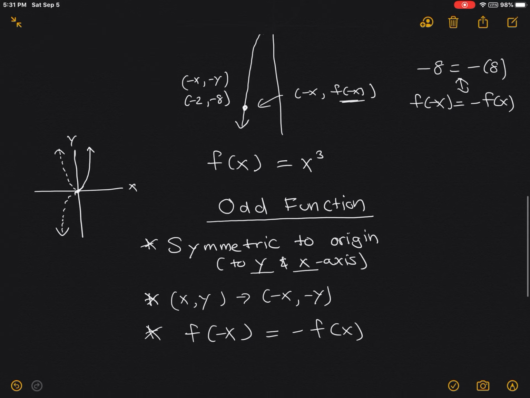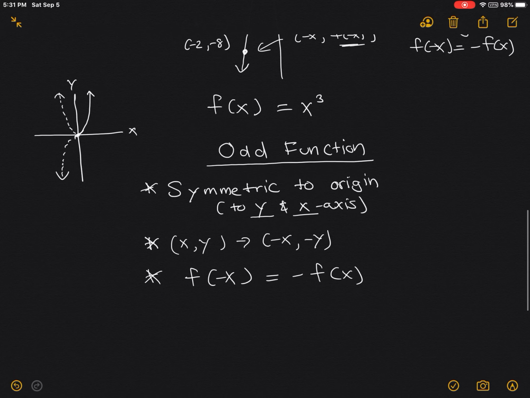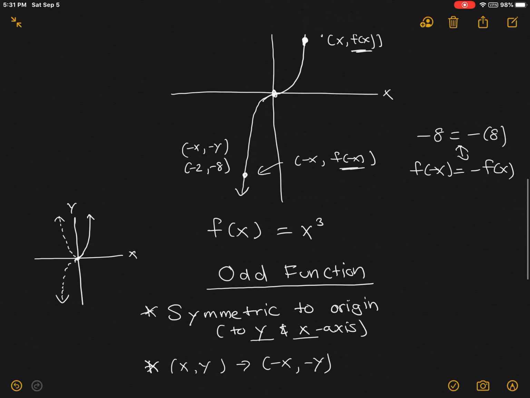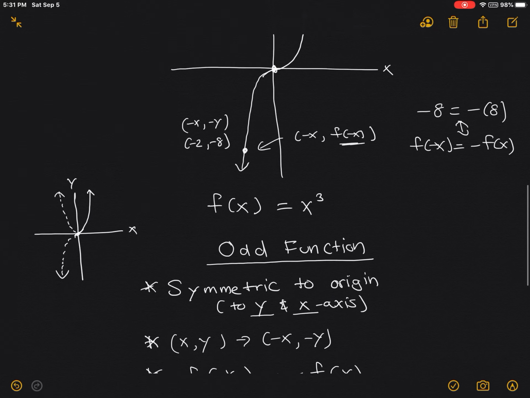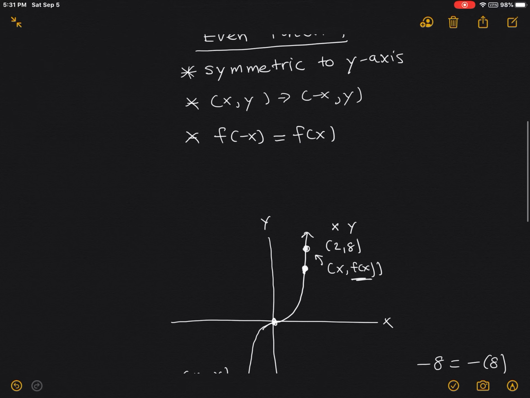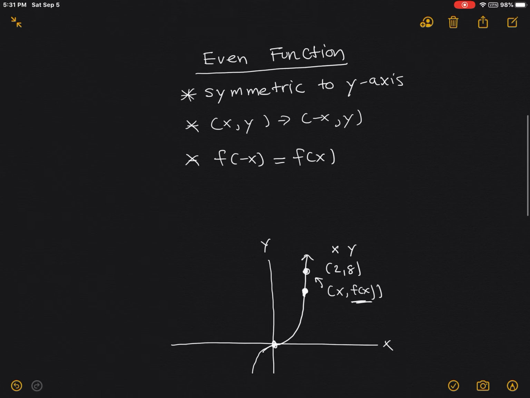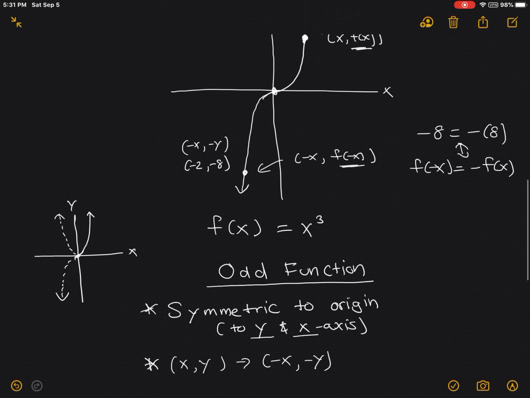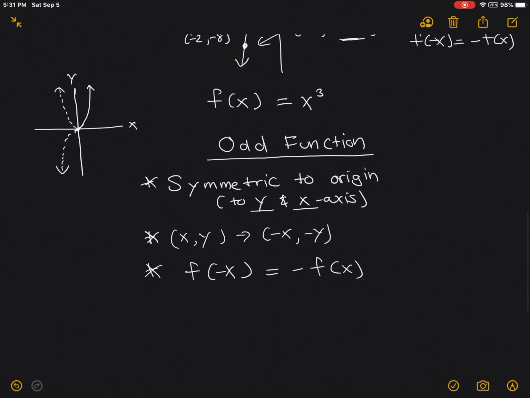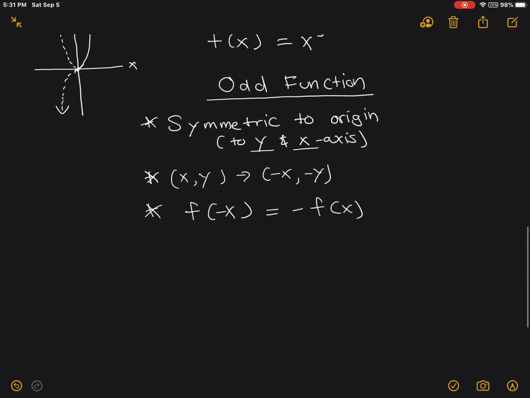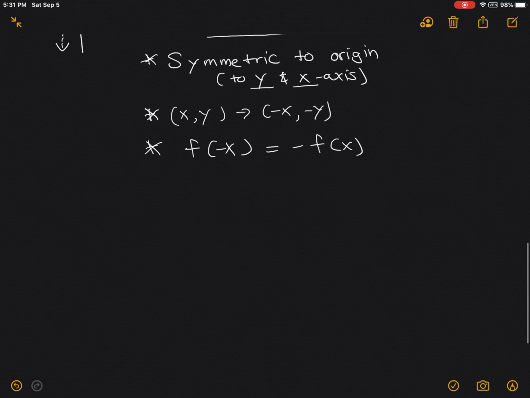They're symmetric to the origin, x comma y becomes negative x comma negative y, and f of negative x is equal to the negative of f of x. You can observe that from the graph. So at this point you're thinking, okay, we have symmetry to the y-axis for even functions, and symmetry to both the x and y-axis, which means symmetry to the origin. What about symmetry to the x-axis? This is more of an FYI.